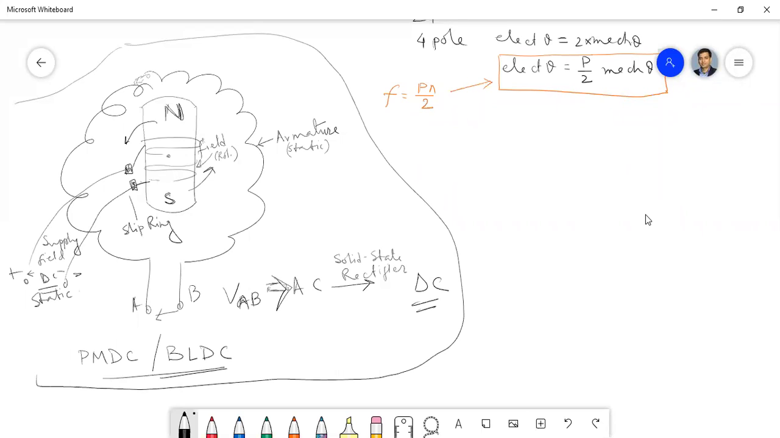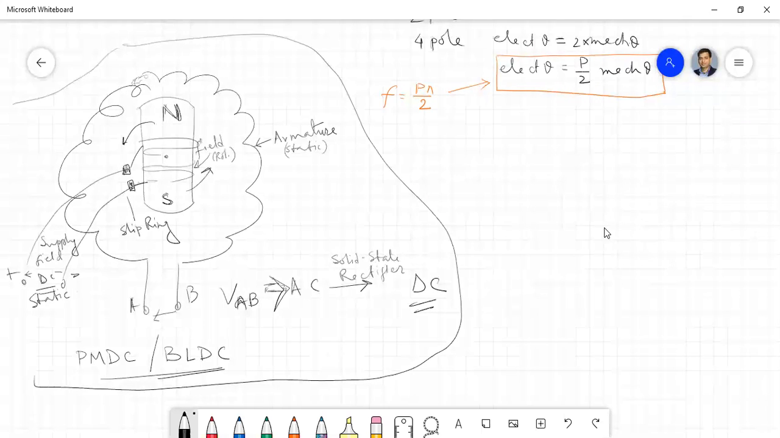There you don't need any mechanical rotation, so it will not convert mechanical power to electrical power or electrical power to mechanical power. That means the machine will no longer be a rotating machine or electrical machine. It will be a transformer. Is that clear?